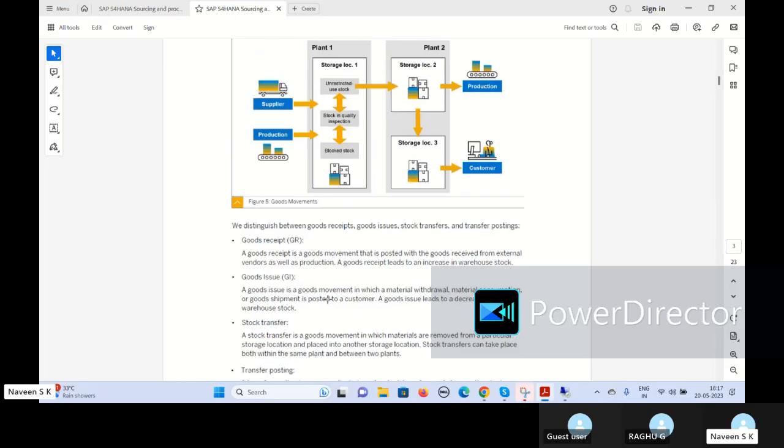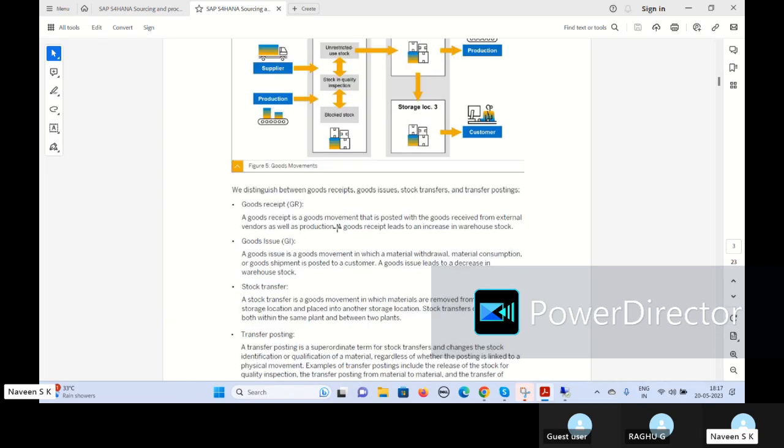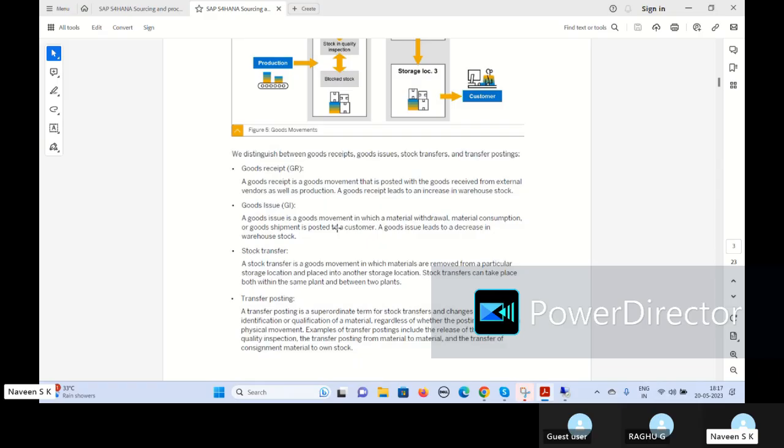Goods receipt increases the stock. It means we are receiving the goods into the warehouse, the storage location, or the plant. It may be from the vendor or from internal production. Goods issue is where we are issuing the material. It may be issued from our own stock to production, to quality, or to a customer. Anything like that is a goods issue.